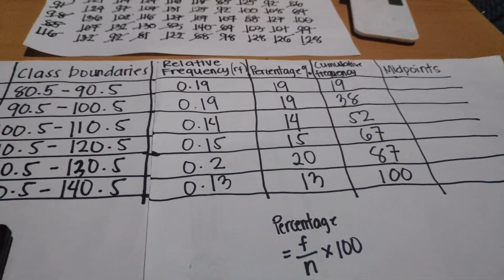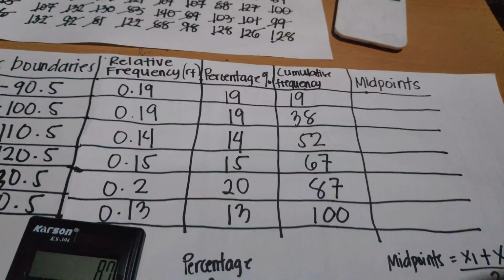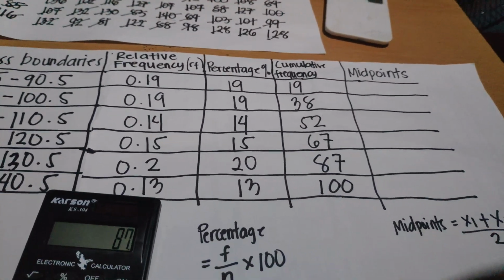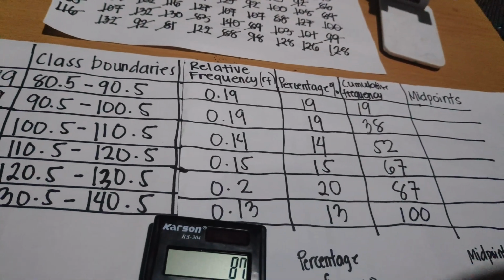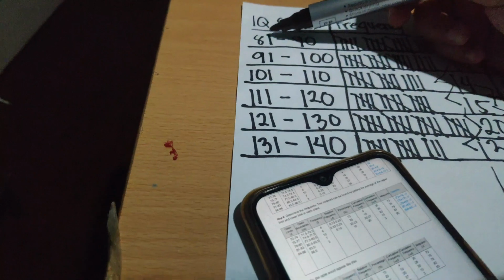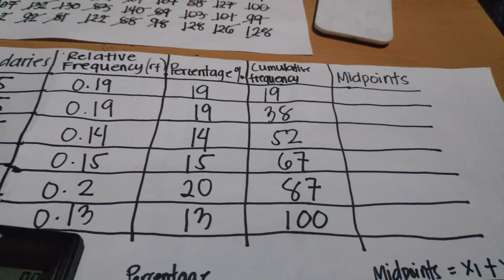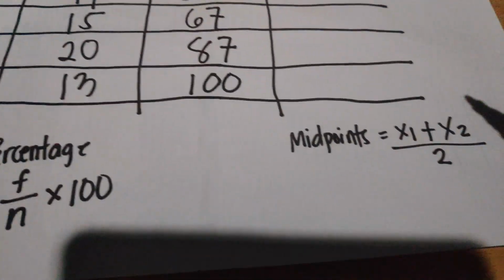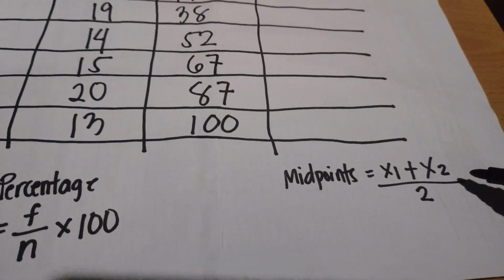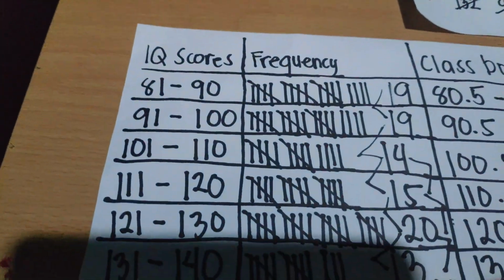So here, guys, let me show you how to get the midpoint. I'm sure madali lang ito. Promise. Midpoint can be found by getting the average of the upper limit and the lower limit in each class. So this is the formula: x1 plus x2 divided by 2. So here, let me show you an example.